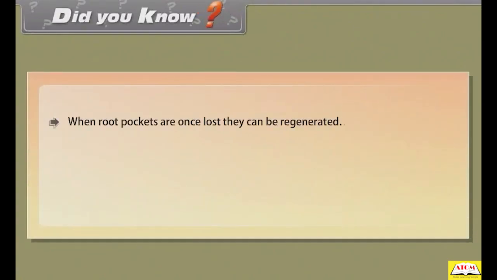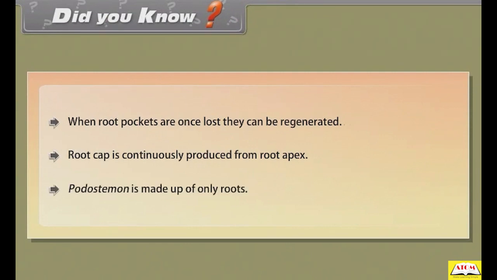Did you know? When root pockets are once lost, they can be regenerated. Root cap is continuously produced from root apex. Podostemon is made up of only roots.